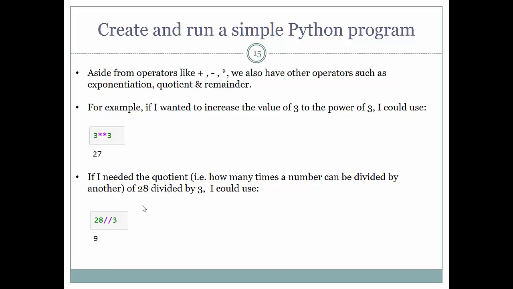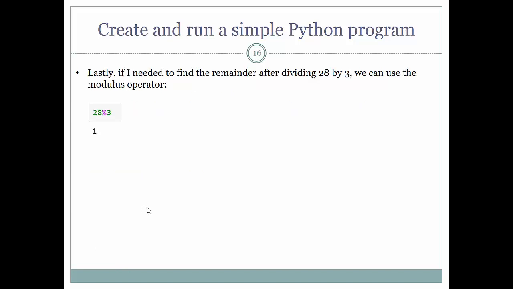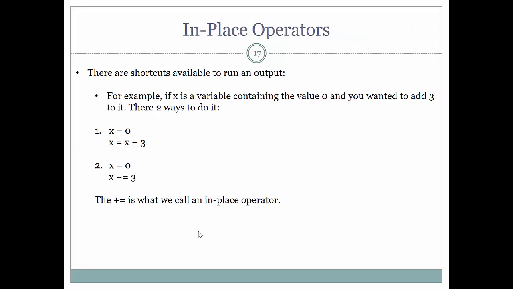And lastly, if we wanted to find the remainder instead of the quotient, we can use the modulus operator. So for 28 modulus 3, the percentage sign is the modulus operator. 28 percentage 3 or divided by 3, it gives us 9 with a remainder of 1. So therefore, they only show the remainder, which is the value of 1. That's how we get this 1.